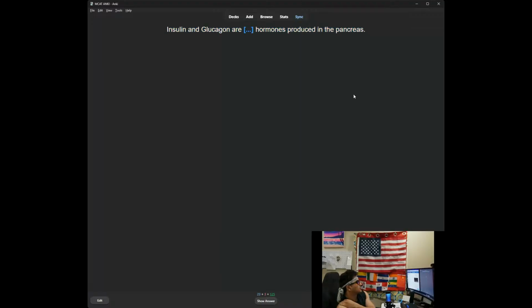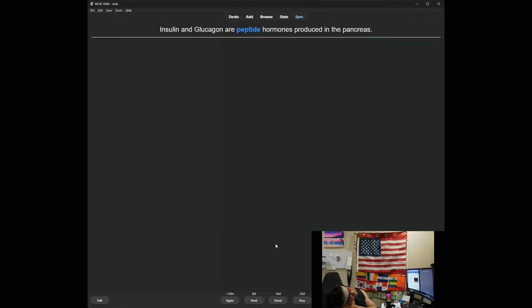Insulin and glucocorticoids are, I'm pretty sure, steroids. I think so. Ah, are they peptides? Seriously?